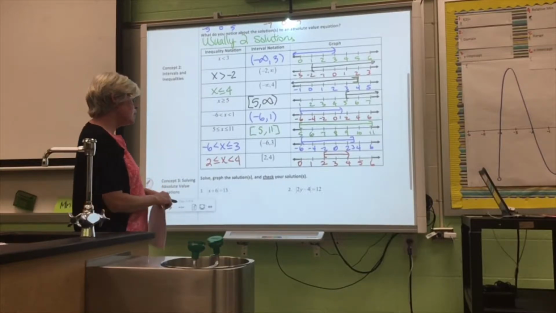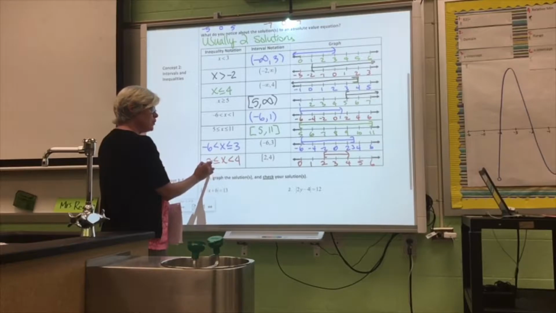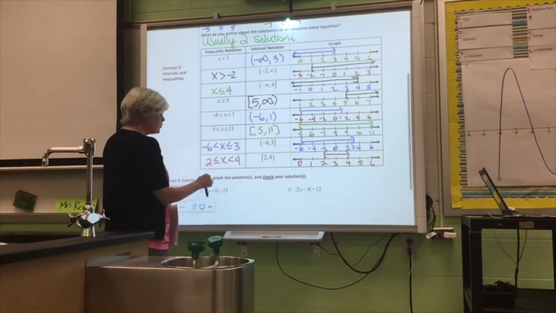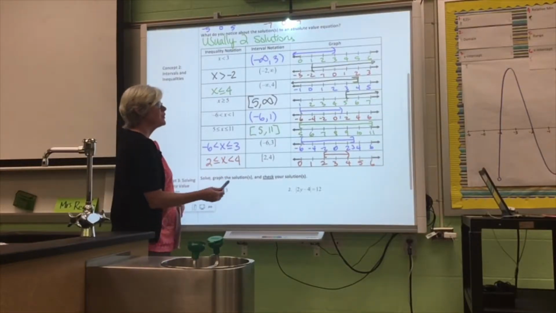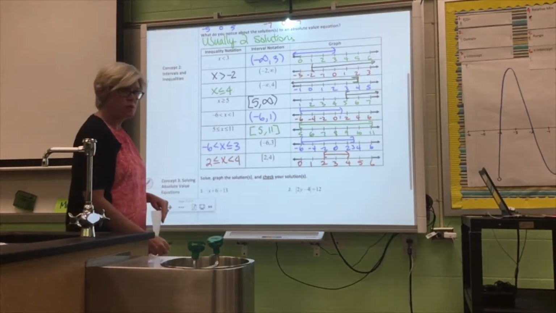And then the last one, once again, one is a bracket, one's a parenthesis, so we have to have an equal to with the 2, not an equal to with the 4, and we put our bracket and our parenthesis and we go in between.